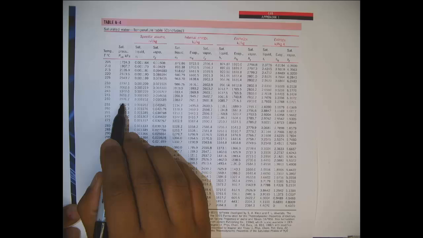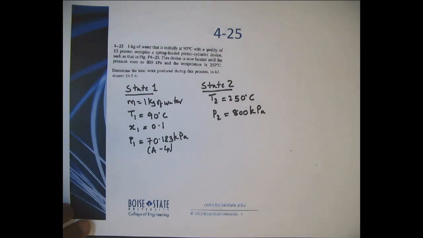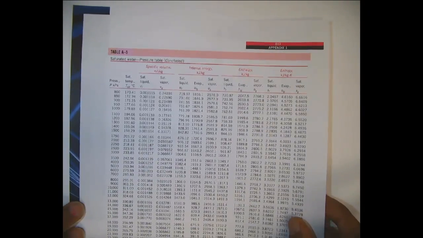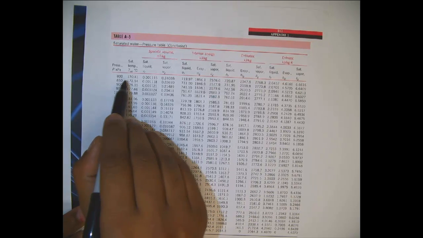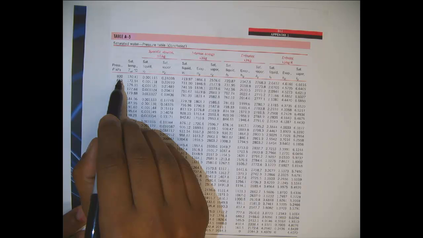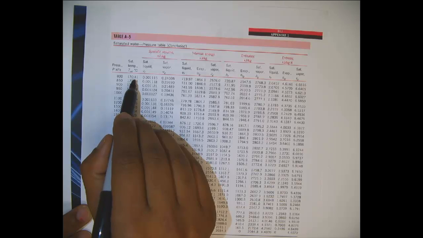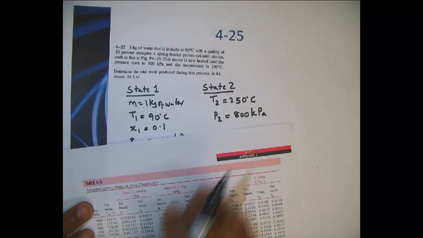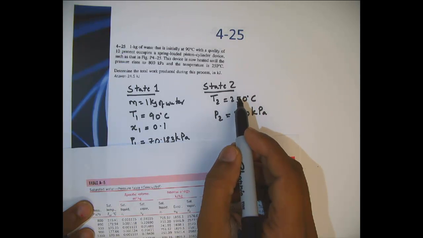The easier way to look this up is you're also given a pressure of 800 kilopascals. So let's go to the pressure tables. In this case, it would be table A5. And then let's look up the saturation temperature at 800 kilopascals. You'd see that it is 170.41 degrees centigrade, which is less than T2, which would mean that we are in the superheated zone.